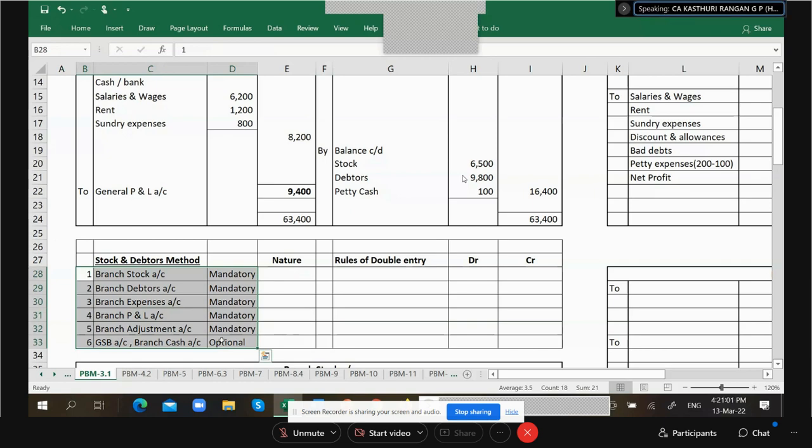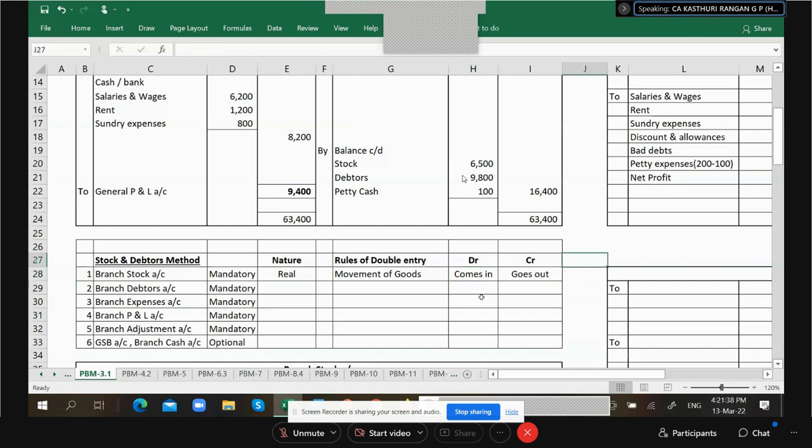Now, instead of memorizing the journal entries under the stock and debtors method, I'm going to make you understand this method easily. How? What is the branch stock account? It is nothing but a real account because it deals with the movement of goods. Goods come in, goods go out. Now tell me, friends, what is the rule for a real account? Debit when goods come in, credit when goods go out.